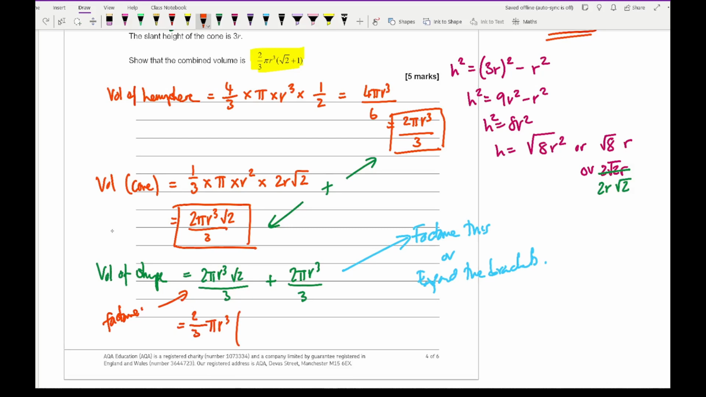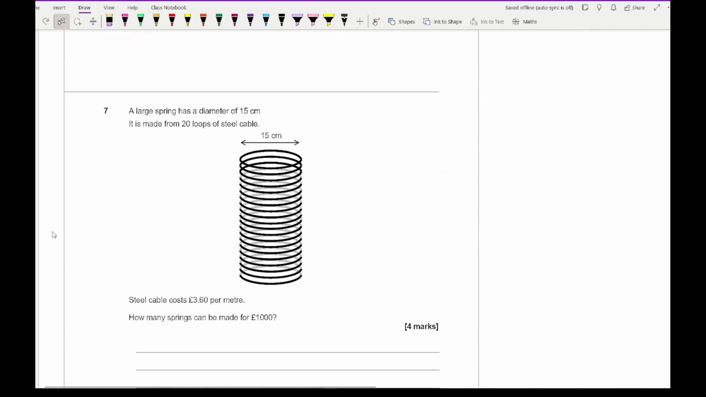So to get the first one, all I need to do is multiply it by root 2, and to get the second one I just need to multiply that by 1, and therefore that equals basically 2/3 pi r cubed (root 2 plus 1), and so that would be absolutely fine. But then if I expand the brackets, I would end up with this anyway. So again, something along those lines would be enough for you to get your 5 marks.